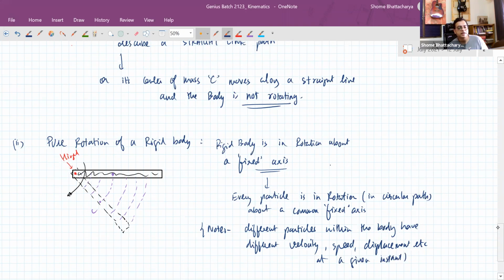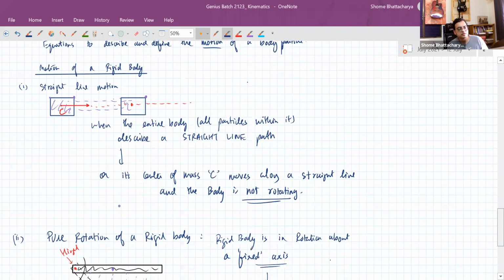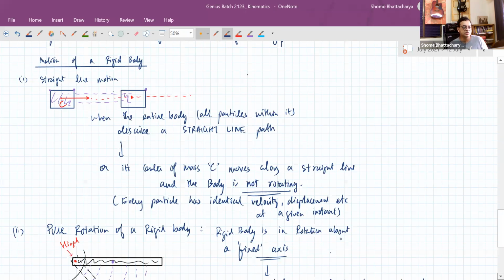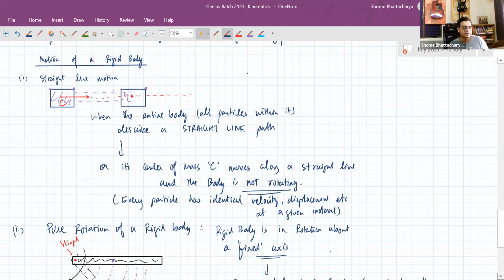Okay. Whereas going back to that straight line motion, we can see that every particle has identical velocity, displacement, etc. at a given instant. And of course, along with that, here what is very important is that every particle is describing a straight line path, whereas here every particle is describing a circular path, okay, with different values of instantaneous velocity, instantaneous speed, displacement, etc. at a given point of time.